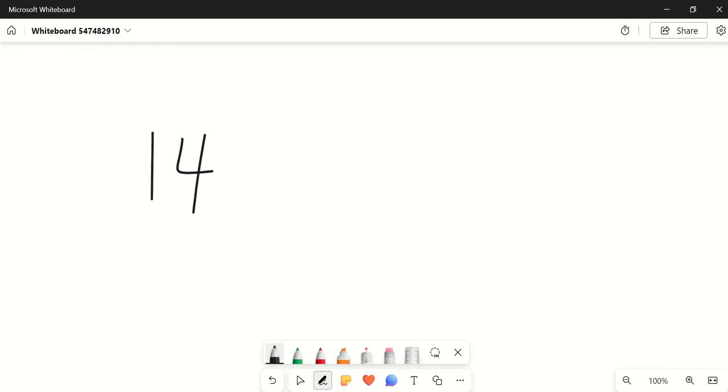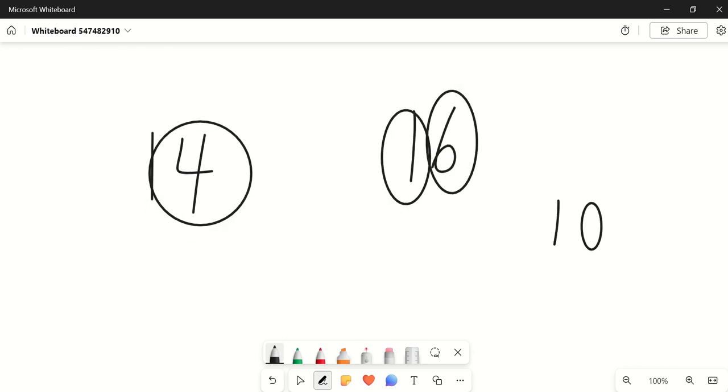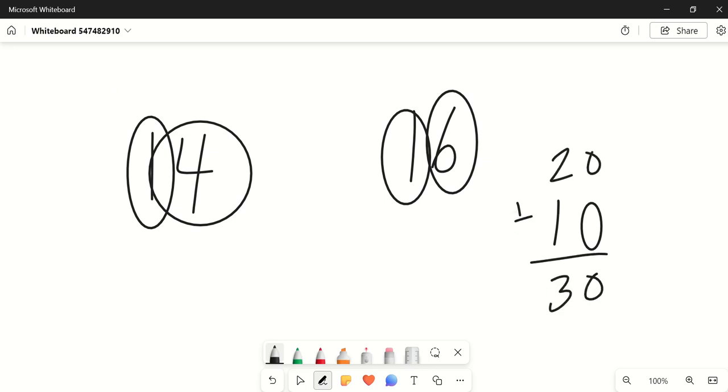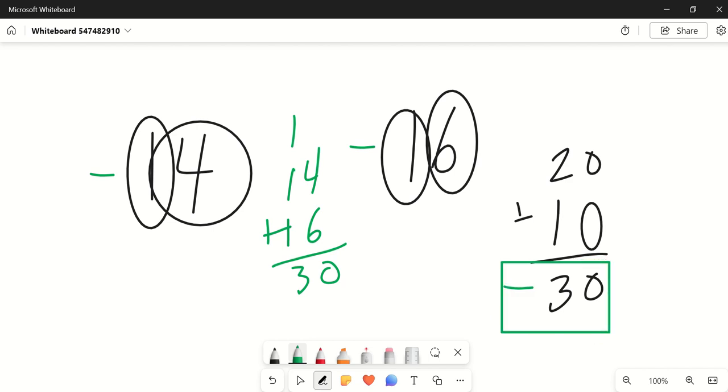And we can group. I know 6 and 4 would make 10. And then I have 2 other 10s, which would make 20. This would be 30, or if we want to do it the long way, 6 plus 4 is 10, carry the 1, 1, 2, 3, 30. But these are both negatives being added, so I'm going to add a negative symbol. It'll be negative 30.